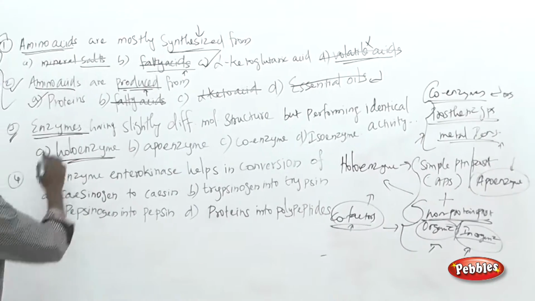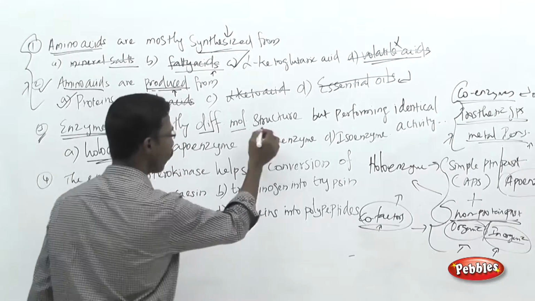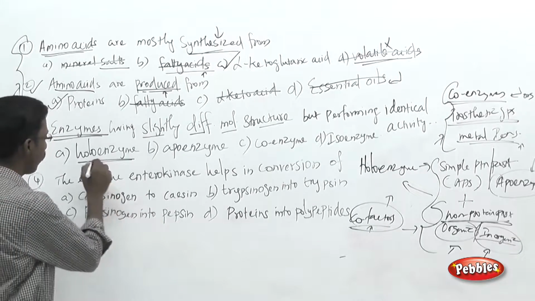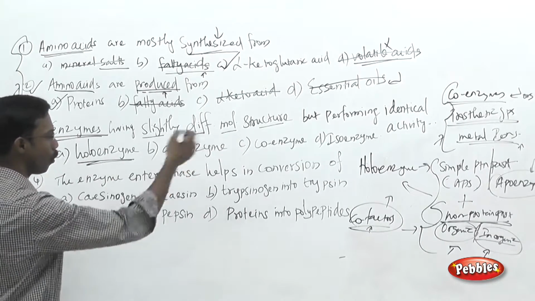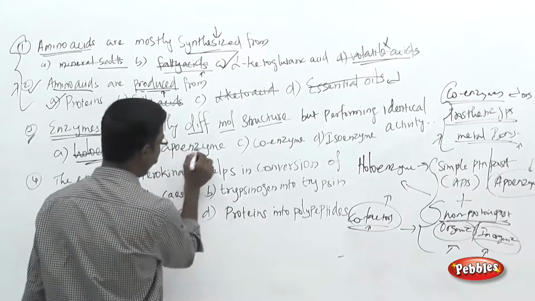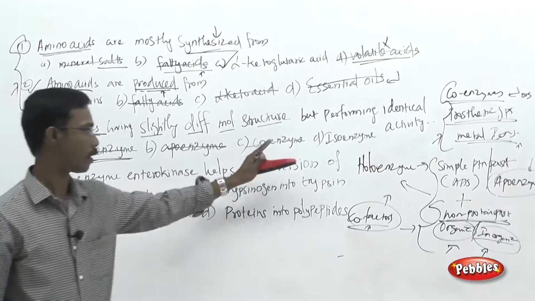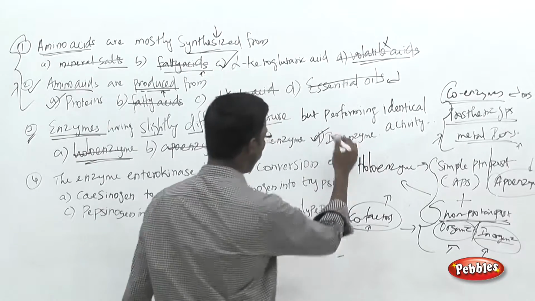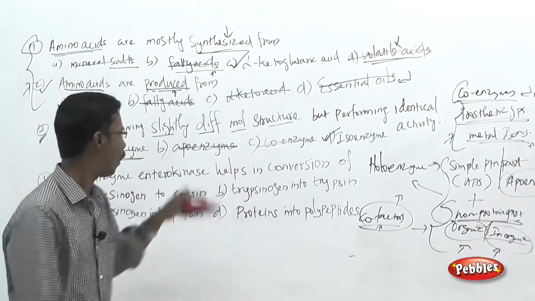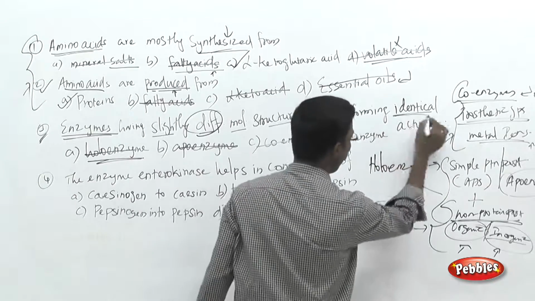Now come back to the question. Enzymes having slightly different molecular structure but performing identical activity. Of all we have seen, holoenzyme has no relationship with the explanation given in your question, so we can eliminate it. Apoenzyme is related to the holoenzyme, and coenzyme is related to the holoenzyme, so we can eliminate those three. Then the choice will be isoenzyme. So what does your question say? Enzymes having slightly different molecular structure but identical activity.